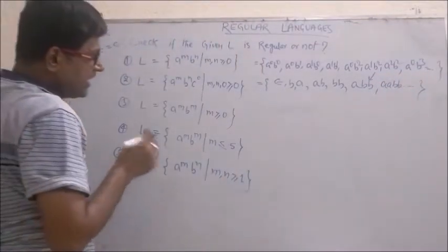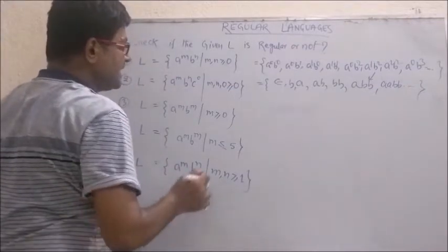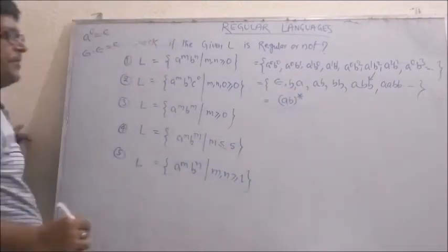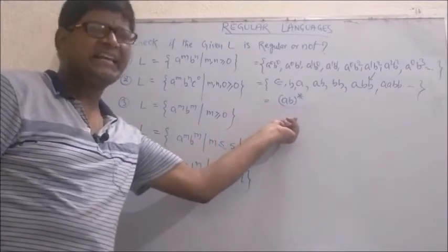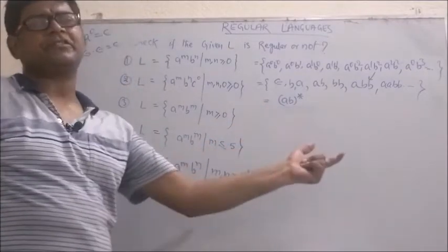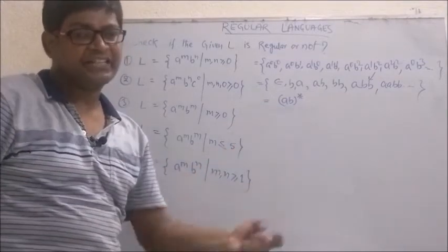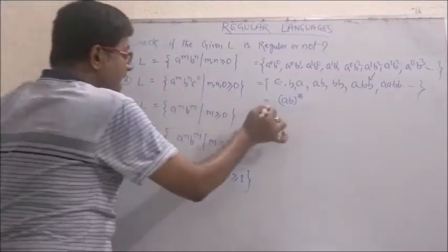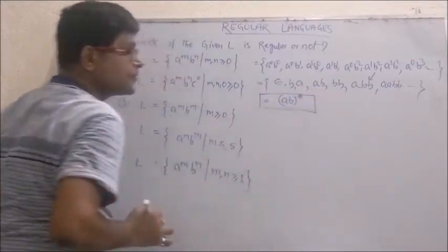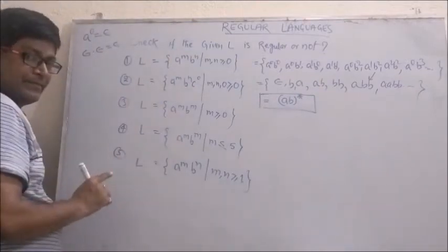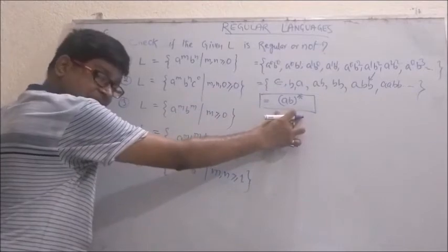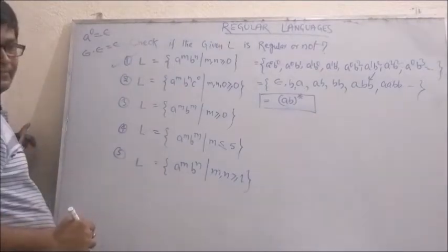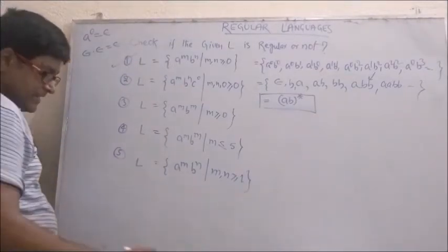So ultimately what conclusion can we draw? It may be called A star B star. Why? Because I am taking any instance of A followed by any instance of B, so there is no restriction on the power. This language can be rewritten as A star B star, using the Kleene closure. That means the regular expression has been constructed, so this language is regular. Correct? Okay.